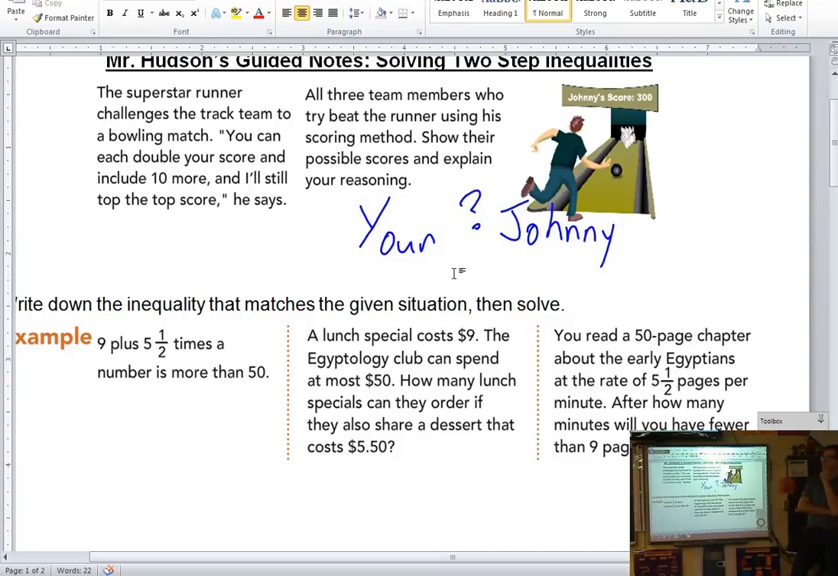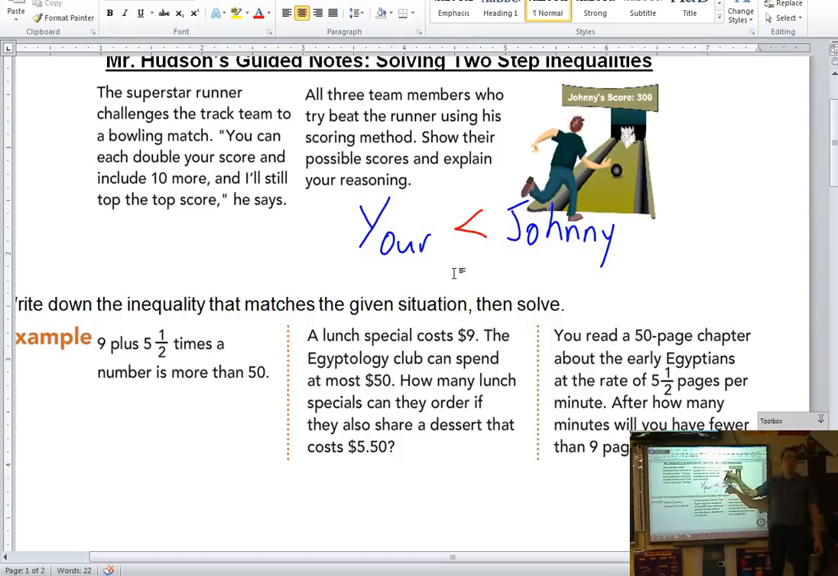If Johnny says he'll still beat yours, even when you double it and add 10 more, if Johnny beats it, his is greater than, so when I read this left to right, this will actually become less than because your score is less than Johnny's.